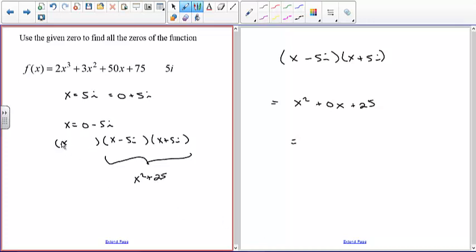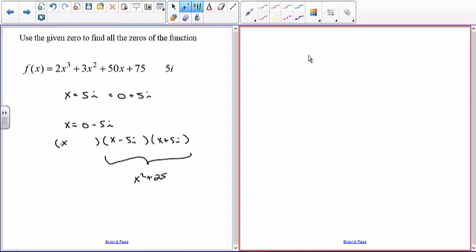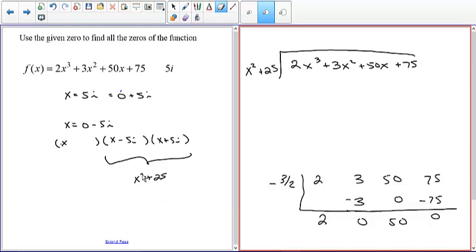To find this third answer, I'm going to use long division. What we have here is the product of these two factors, and we get this quadratic term x squared plus 25. So to find the third factor, which is the real factor here, or the real zero, we need to divide the original polynomial by the quadratic term. And we could do that two ways. We can use synthetic division, or we can use long division.